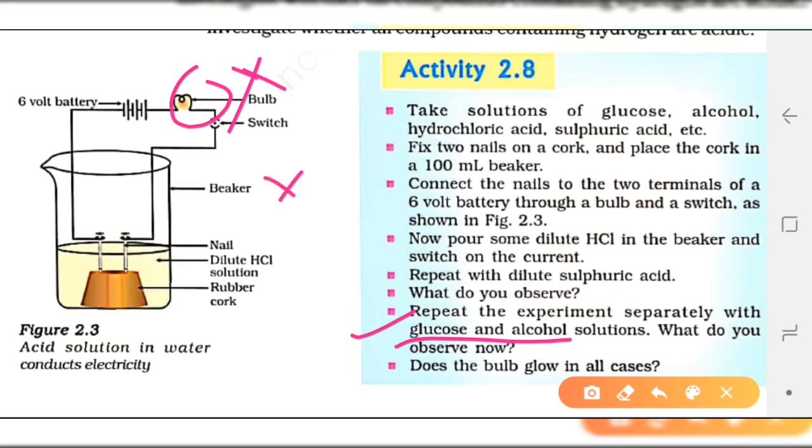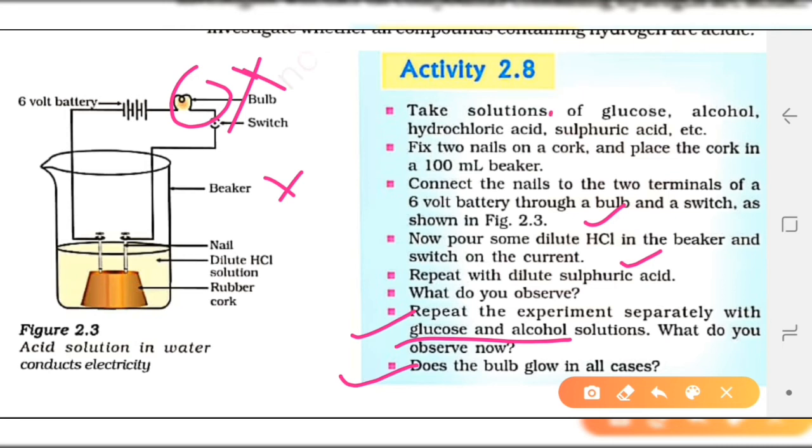So in this way, only in hydrochloric acid and in sulfuric acid the bulb glows, but in glucose and alcohol the bulb does not glow. So the last question is, does the bulb glow in all cases? In all cases the bulb will not glow. Only in acidic solution it can glow. So this is the observation of this activity.